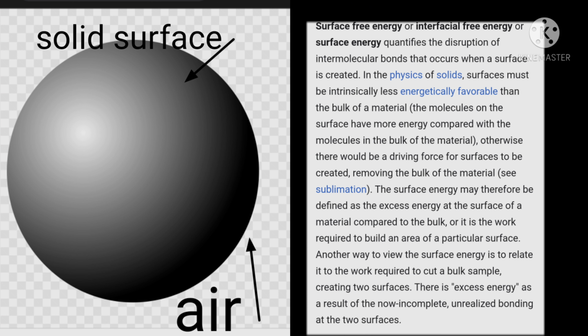So in today's experiment, we will try to show you how this surface energy has an impact on small objects.